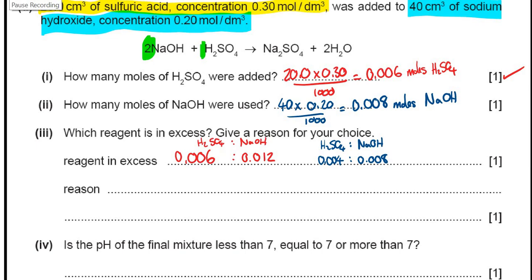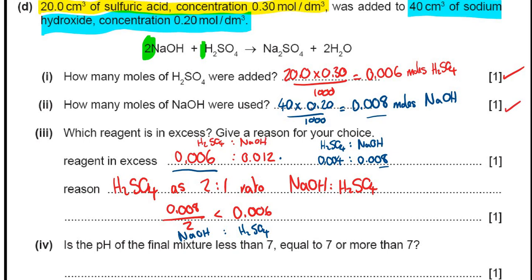Because it's a 2-to-1 ratio, you can see that we've got 0.006 moles of sulfuric acid. They would react with 0.012 moles of sodium hydroxide. Have we got 0.012 moles of sodium hydroxide? No, we've only got 0.008. 0.008 moles of sodium hydroxide reacts with only 0.004 moles of sulfuric acid. So therefore, the sulfuric acid is in excess.